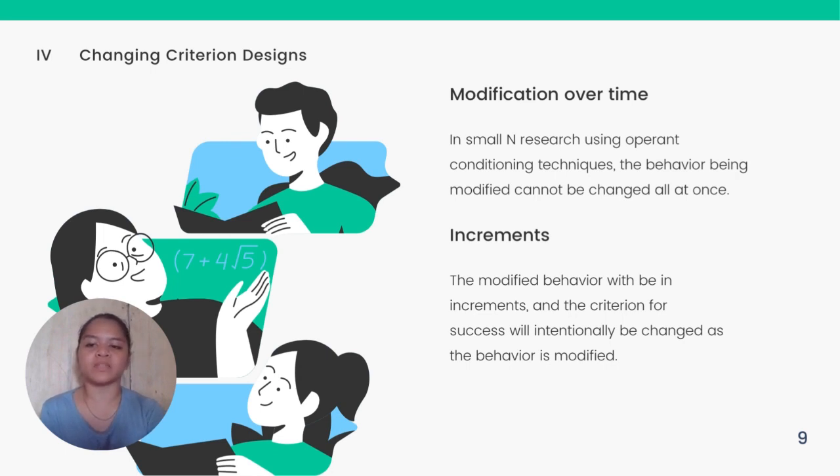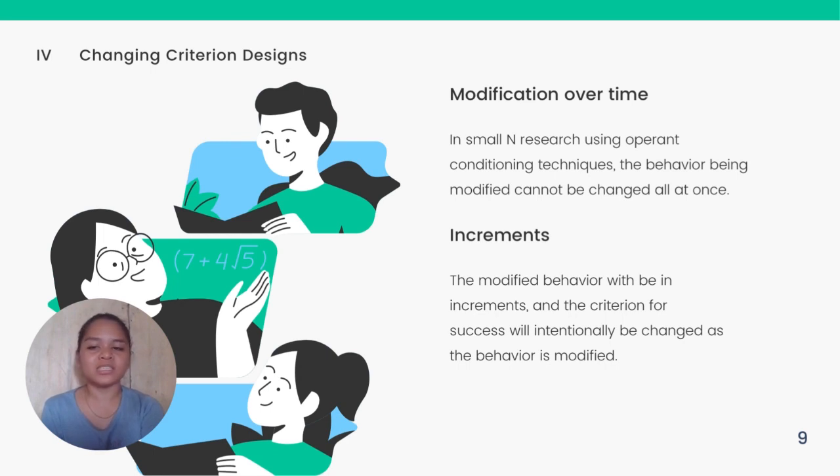Modification over time. In small N research, which involves studying a single participant or small group of participants, changing criterion designs are often used to evaluate the effectiveness of an intervention. When using operant conditioning techniques to modify behavior, it is often not possible to change the behavior all at once, and modification over time may be necessary. Operant conditioning involves modifying behavior by manipulating the consequences that follow the behavior.